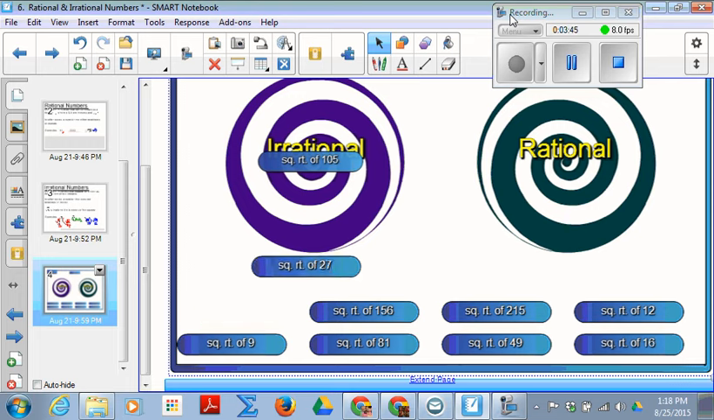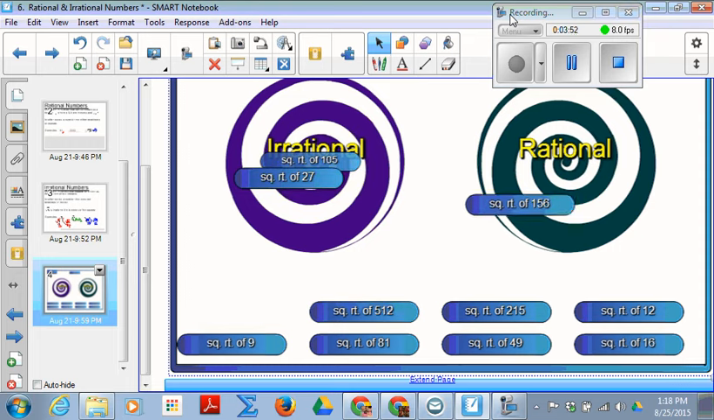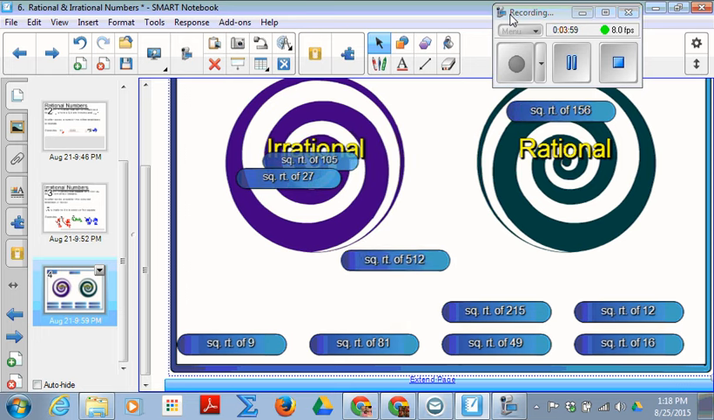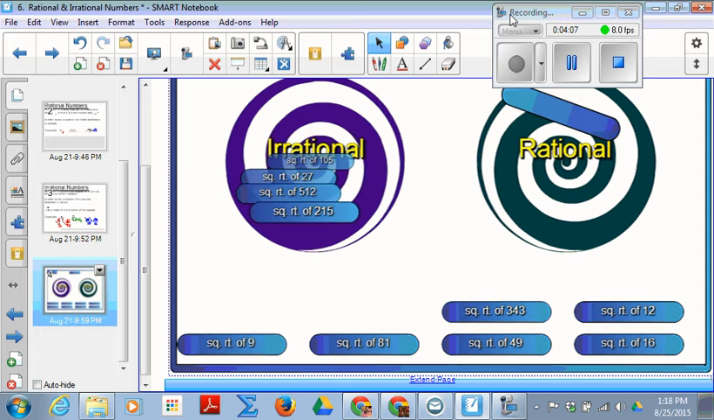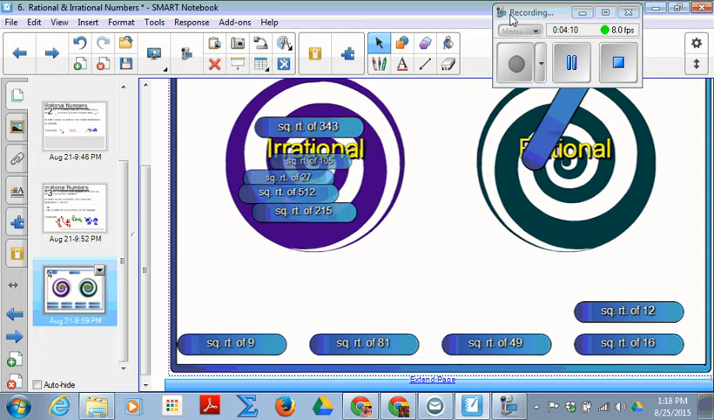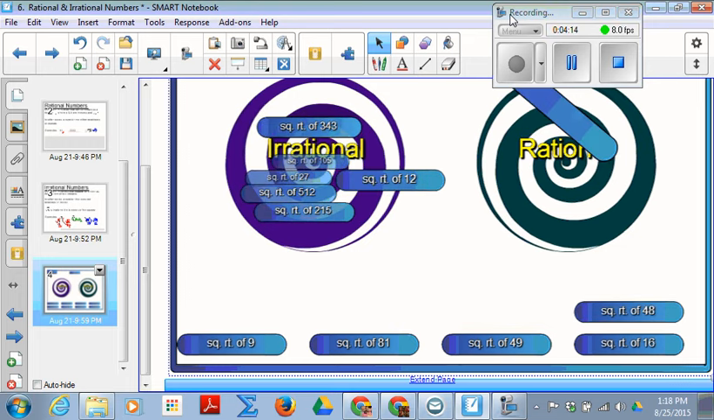Square root of 27. That's irrational. Square root of 196. That's 14. We know that's rational. And the square root of 512. Well, that should be a cube root, not a square root. That's irrational. Square root of 215, that's irrational. Square root of 343, that's irrational. Square root of 12 is also irrational, as well as 48.